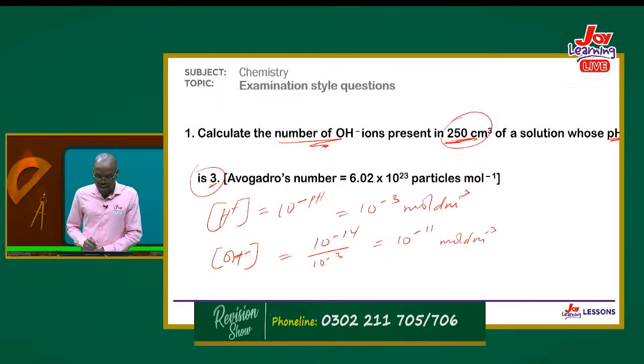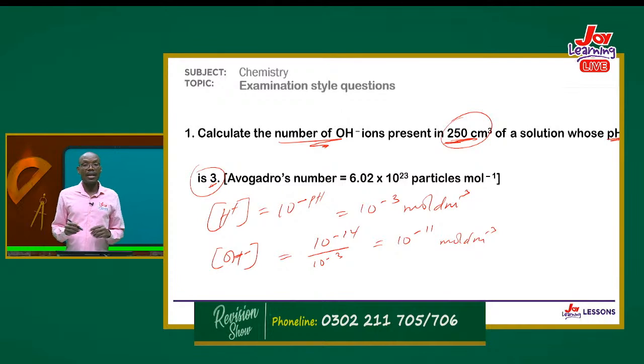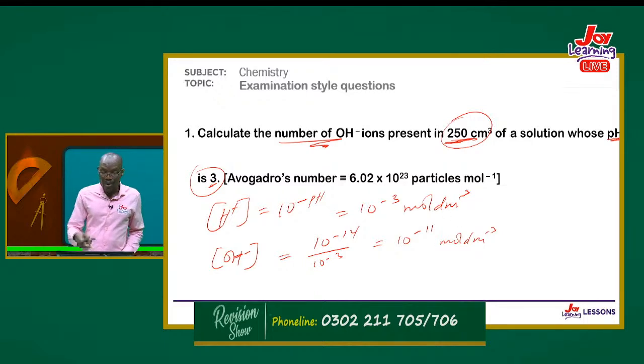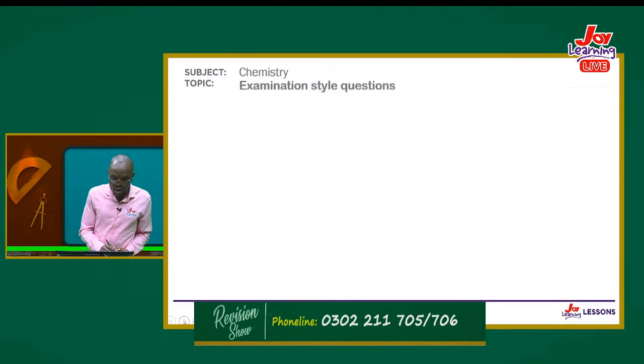Right, so we have the concentration of OH minus ions. And they say we should calculate the number of OH minus ions in solution. The solution, we have a volume, 250. So we can calculate the number of moles in that volume. Then we can find the number. So I can use ratio and proportion, or I can use the formula to do it. So with the formula, I know that concentration is equal to number of moles divided by volume.